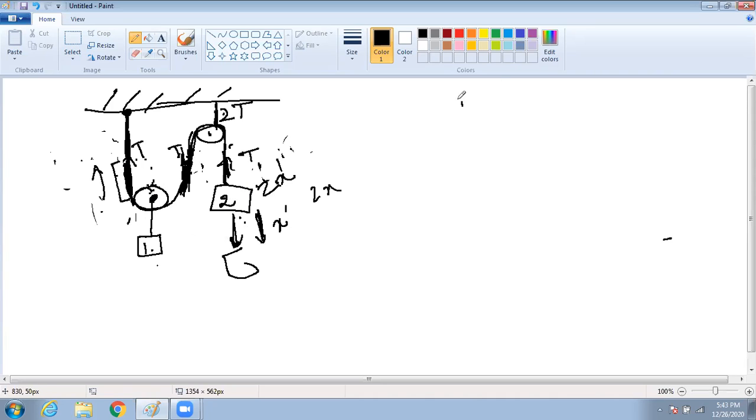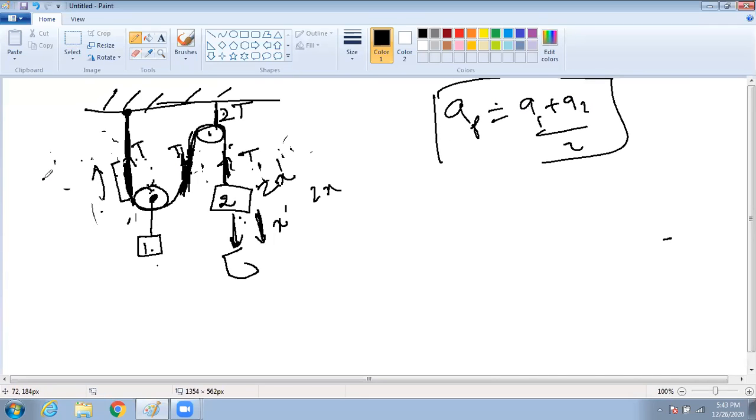But always take this formula. This formula is valid for all movable pulleys. So now we got it. This will move up with acceleration 2a and this will move down with acceleration a. Now put down the formula.